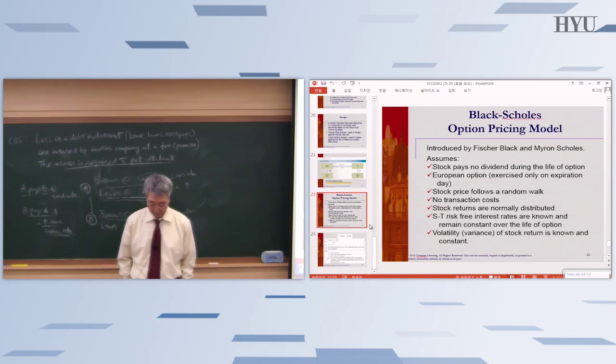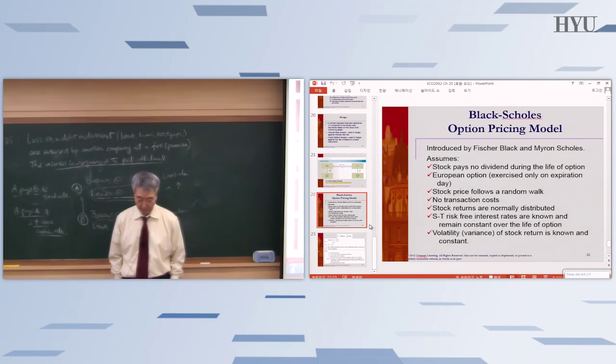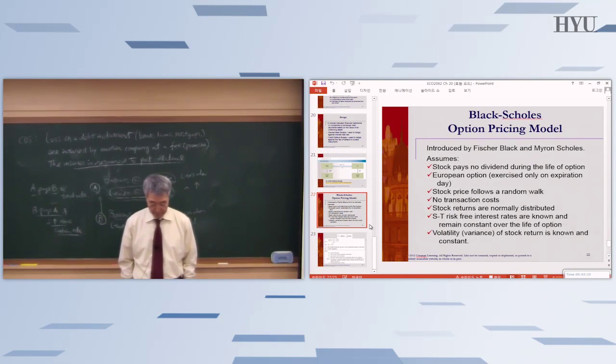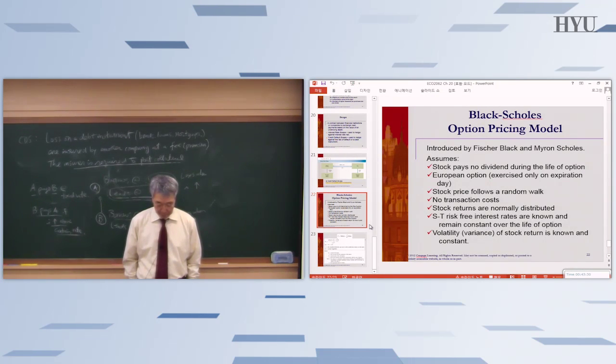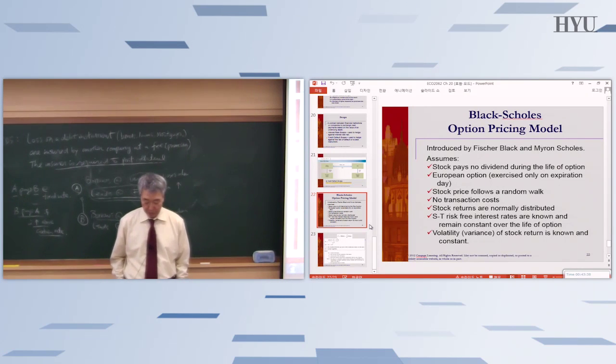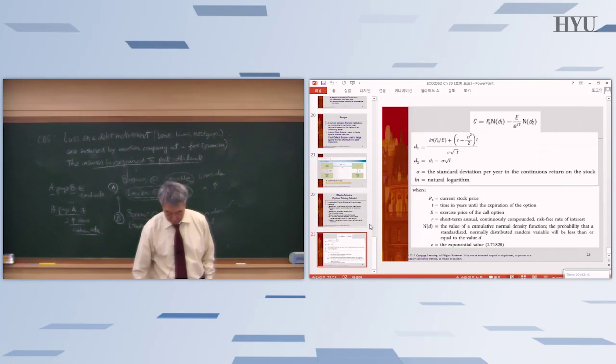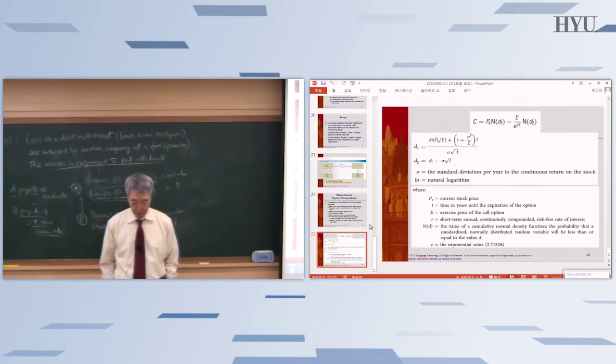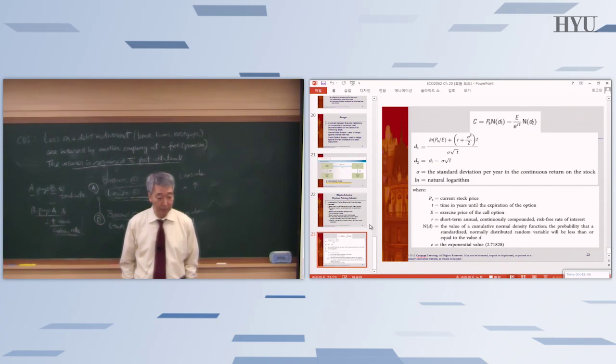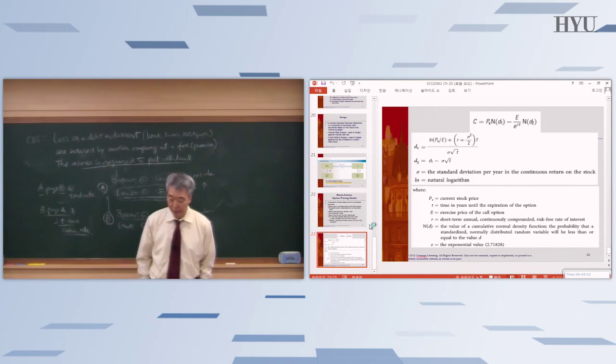That's another very interesting assumption, the short-term risk-free interest rate. For a short-term option, it may be realistic. Volatility or variance of stock return is known and constant. So under these assumptions, you can use this formula. By the way, this is in your textbook, as an appendix to chapter 20.